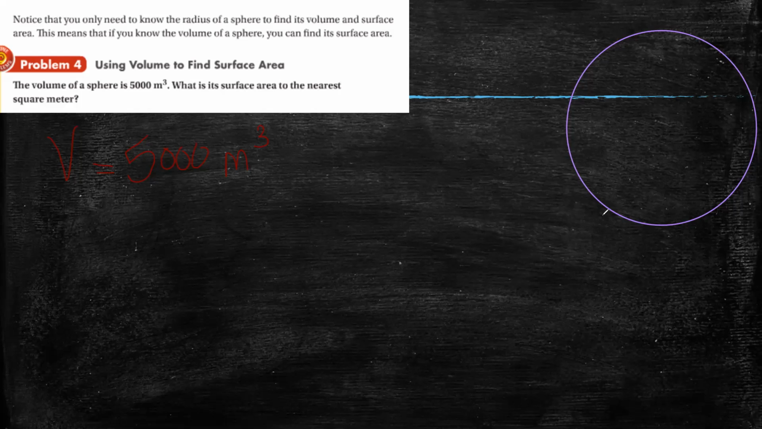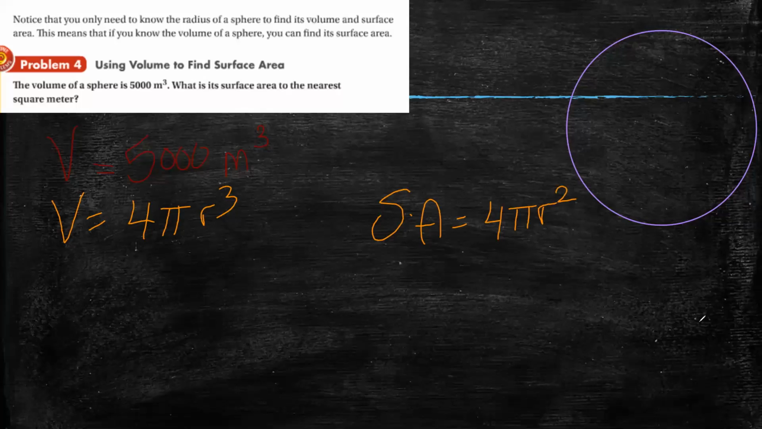So here they give me the volume of the sphere, how much water or air you can put inside this sphere. Now they ask me to find the surface area. I told you that if you want to find the surface area or the volume, you need the radius. So the volume is 4 over 3 pi r cubed, and the surface area is 4 pi r squared.